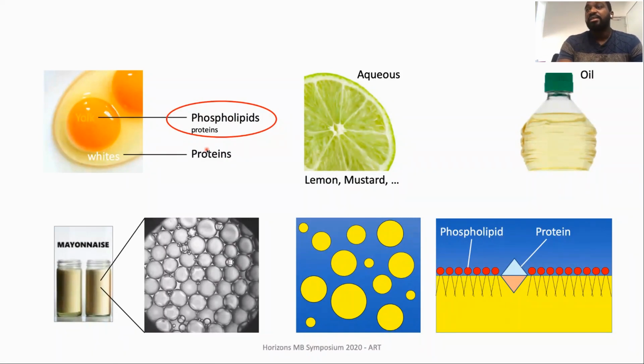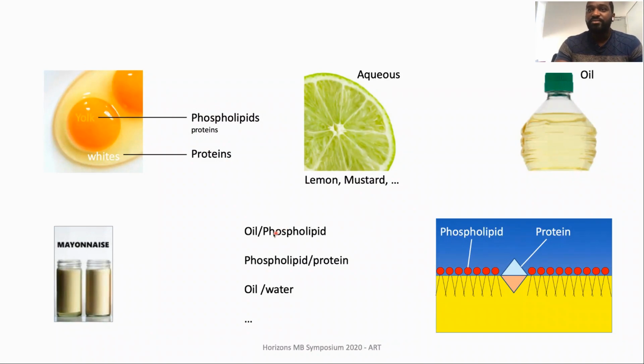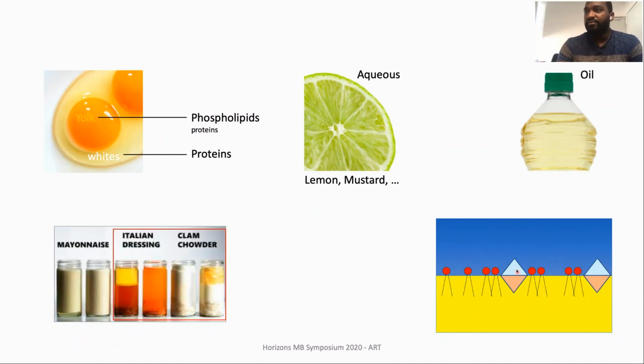Why? Because to have a good mayonnaise, you need to balance the oil to phospholipid ratio, and you need to balance the phospholipid to protein ratio. If you don't do so, let's say you have fewer phospholipids, or you change this ratio basically, and you have more proteins, typically when you have more of the white, what you get is not a mayonnaise. You get another type of dressing. And you may want these dressings, but these are not mayonnaises.